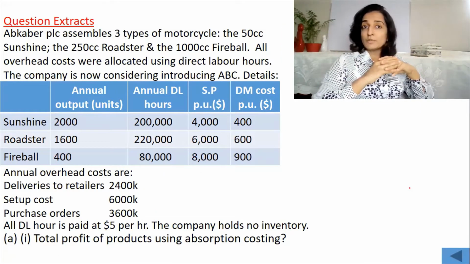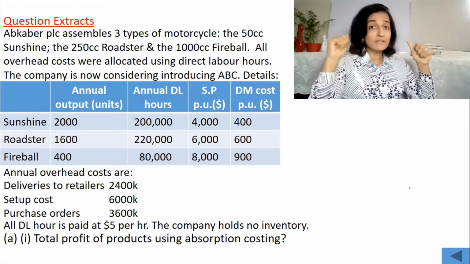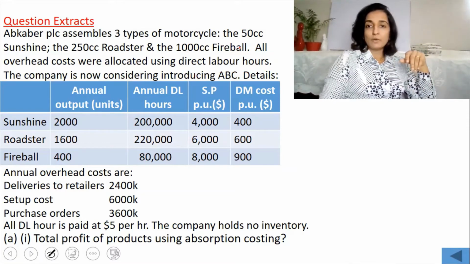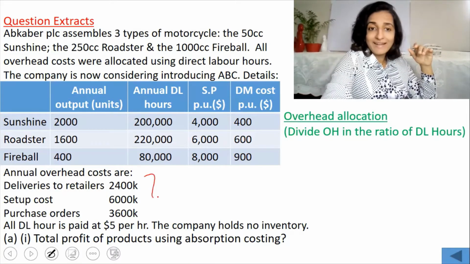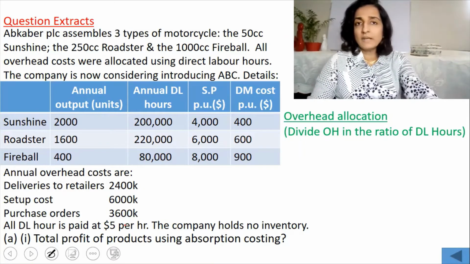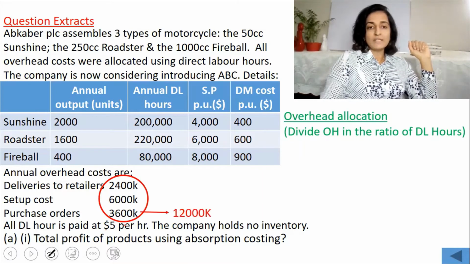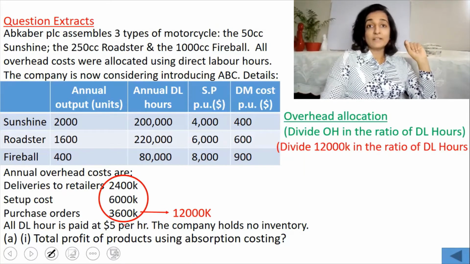So in order to find out the total profit, we have to first divide the overheads between the three products. In which ratio? In the ratio of the direct labor hours. So we shall make a note of it. Overhead allocation: divide overheads in the ratio of direct labor hours. So here there are three classifications of overheads, but in absorption costing, we just need to take the total and divide it based on direct labor hours. So what is the total? The total is $12 million. So you will have to divide $12 million in the ratio of direct labor hours.